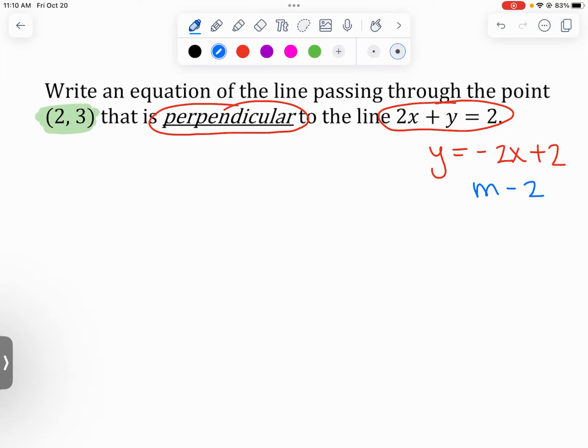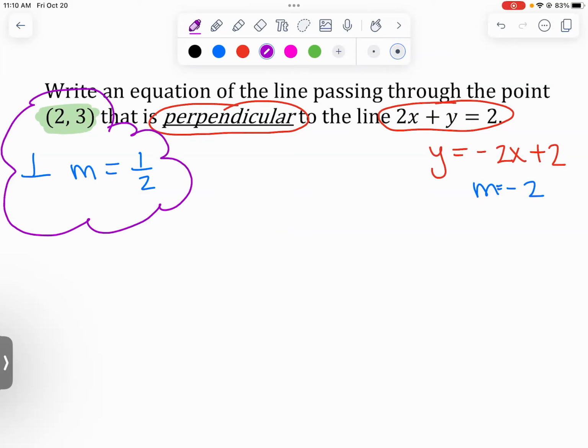So if we want our line to be perpendicular, positive 1/2, opposite reciprocal. So now we need to use this information right here that I drew your attention to in purple. Okay, we have a point and we have a slope.